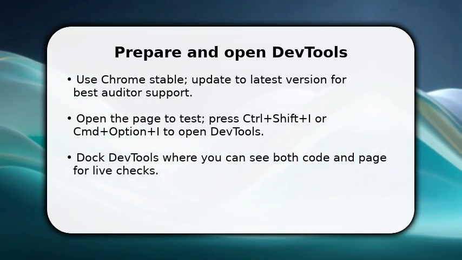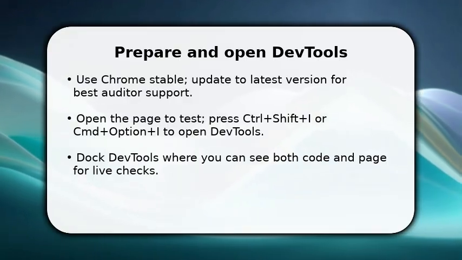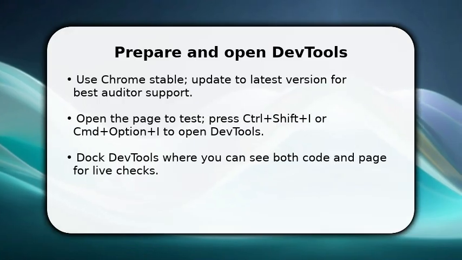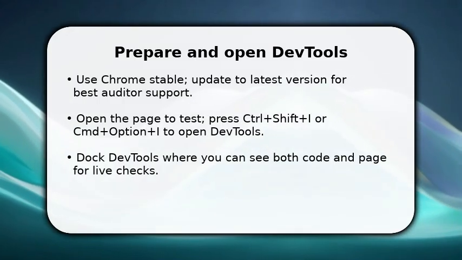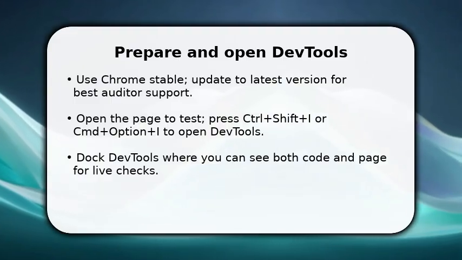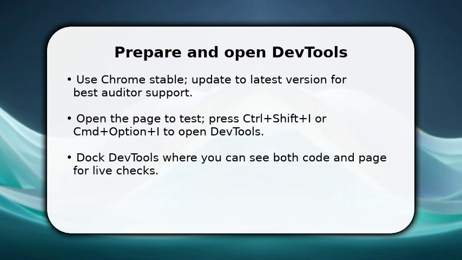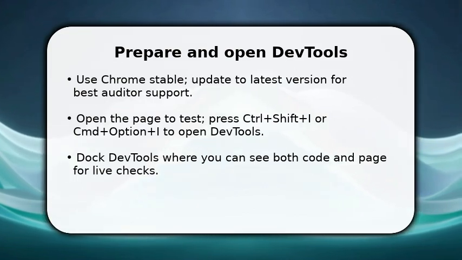Once done, make sure DevTools is docked so you can view changes in context, and enable the Elements panel. Next, open the Accessibility pane. This first setup saves time and lets you inspect computed roles and properties as you perform tests.